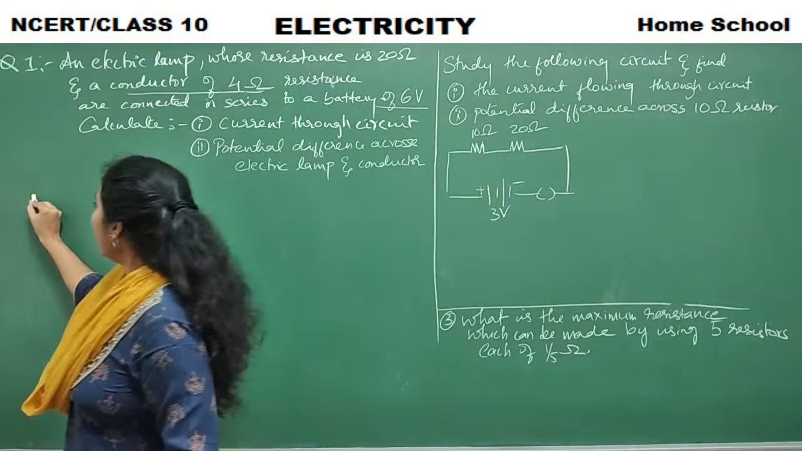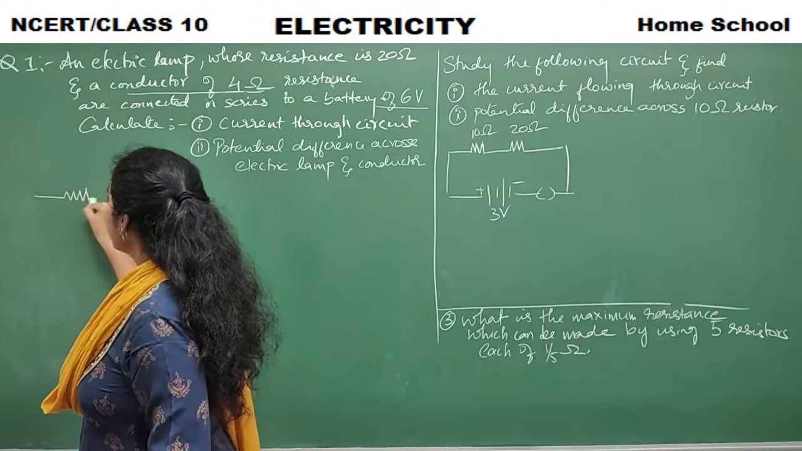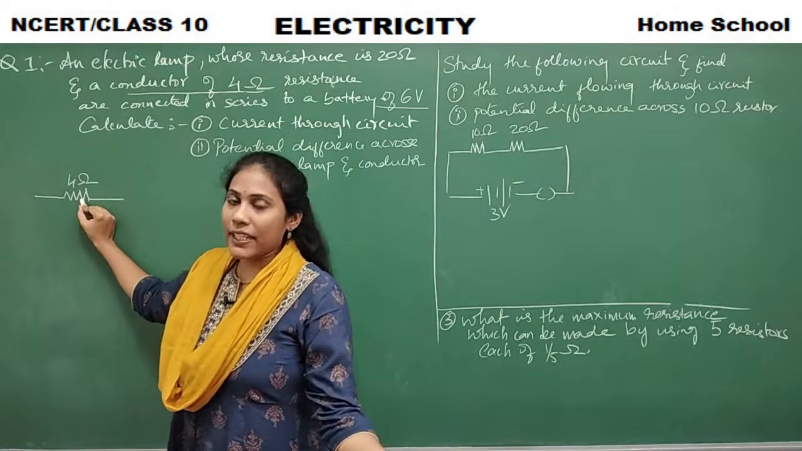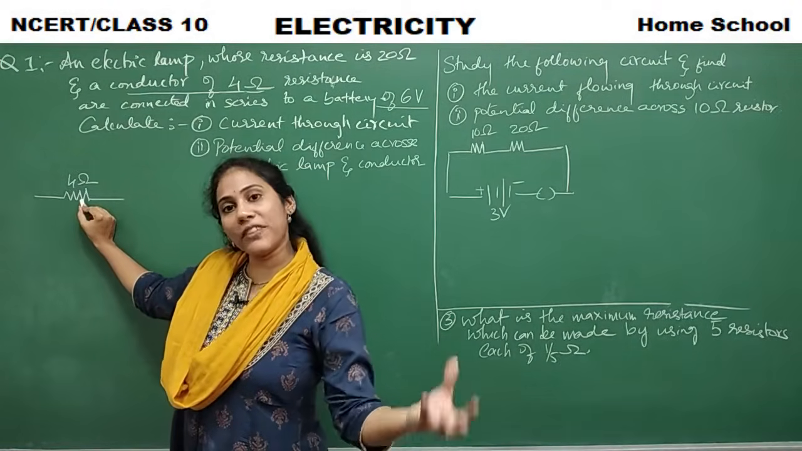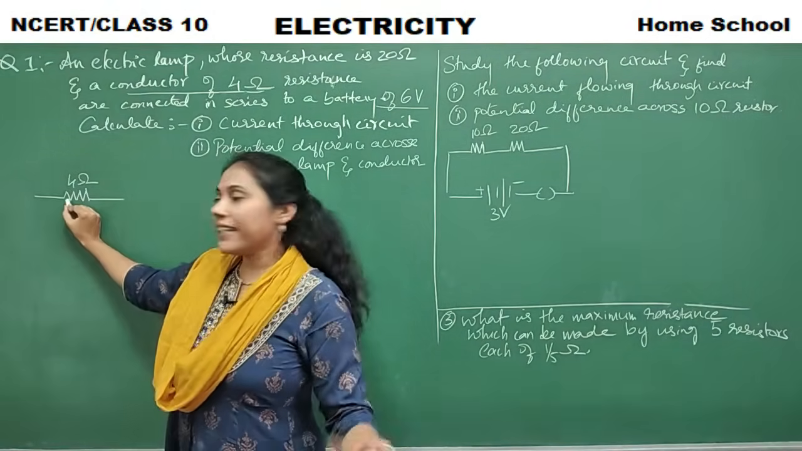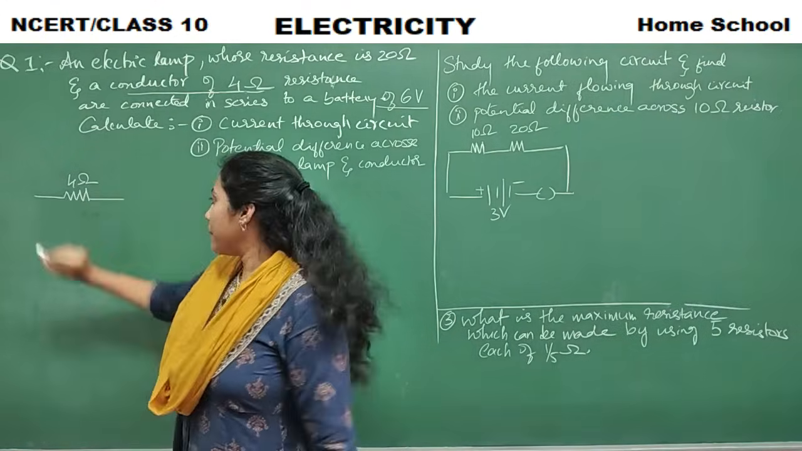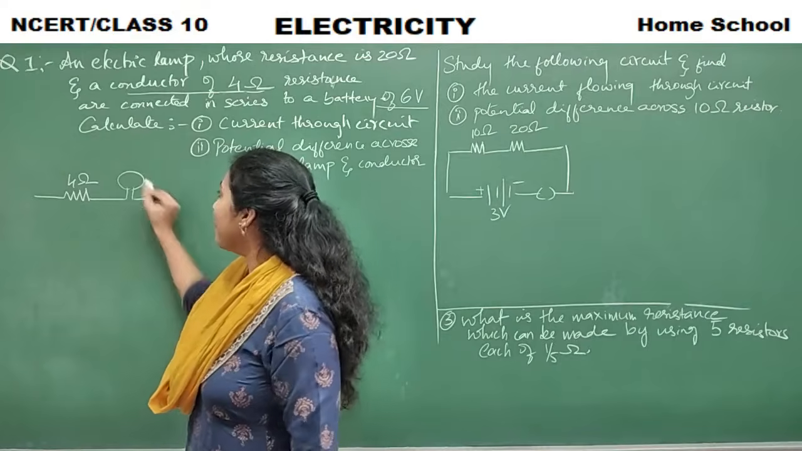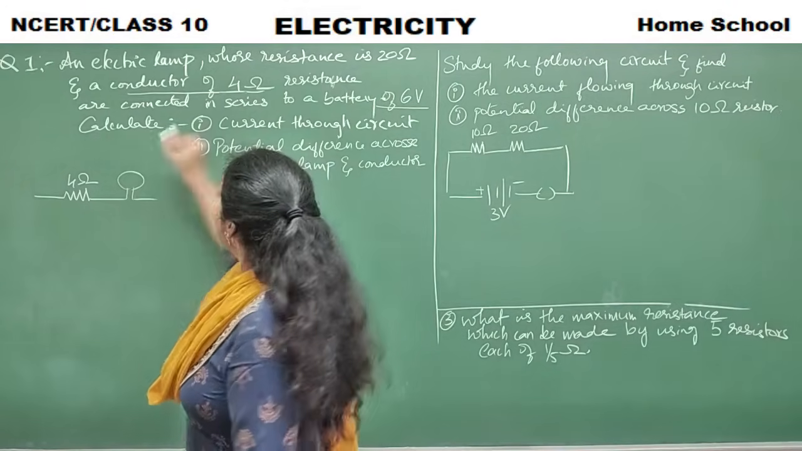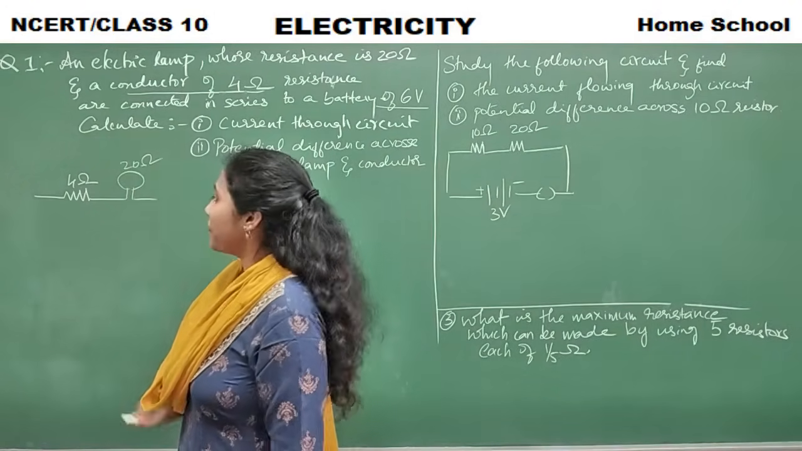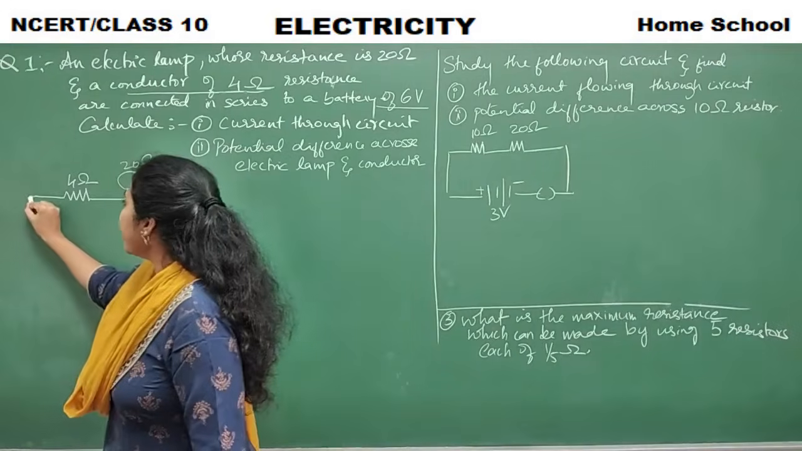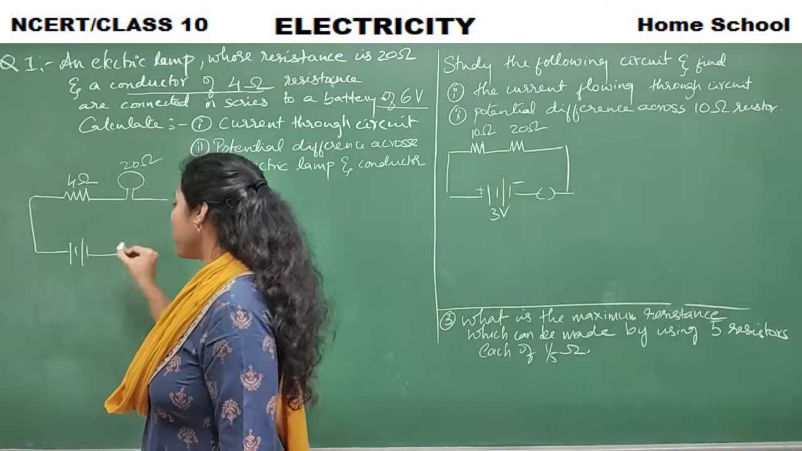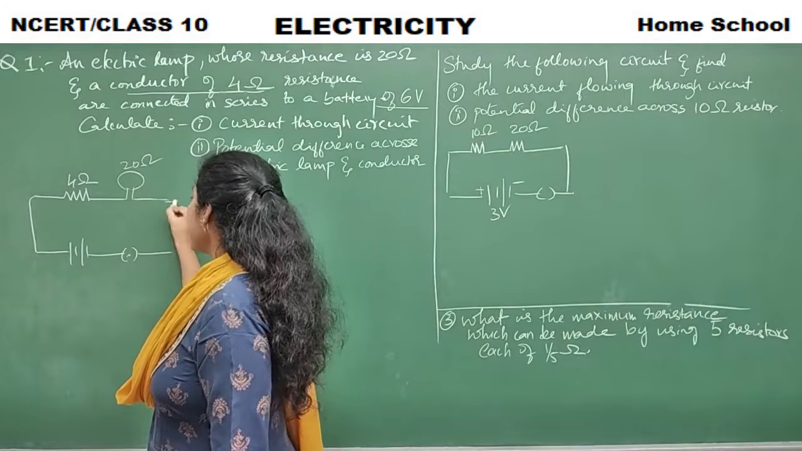Fine. So what all do you have? A conductor which is having 4 ohms of resistance. That means it's a resistor. Conductor with this much resistance, in the sense, a resistor. How do you indicate a resistor in a circuit? This way. And you also have a lamp, and this lamp has a resistance of around 20 ohms. And these are connected to a battery. There would be some switch. That's it. This is a simple circuit.